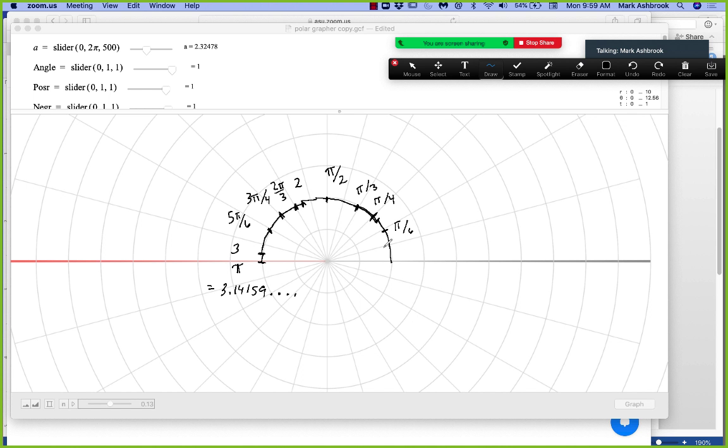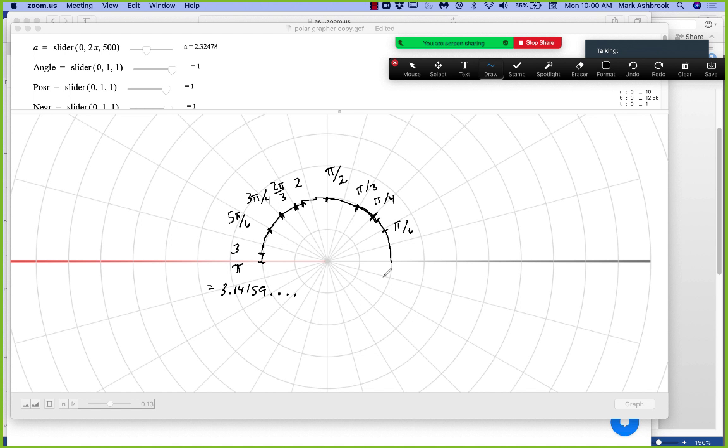I'm also showing the twelfths here. This is pi over 12. This is 5 pi over 12. 1, 2, 3, 4. Yeah, 5 pi over 12. 6, 7 pi over 12. 11 pi over 12, but those are less common.